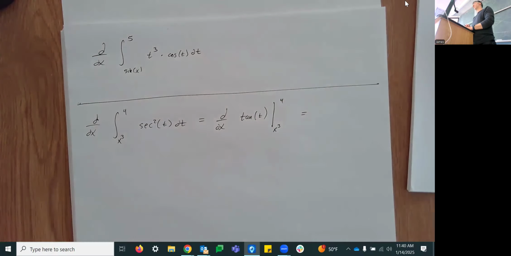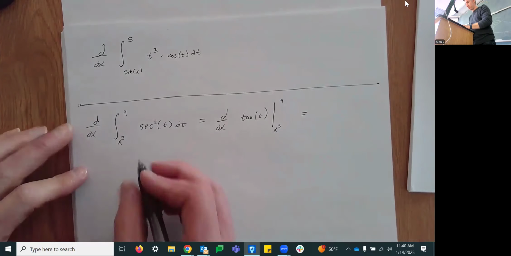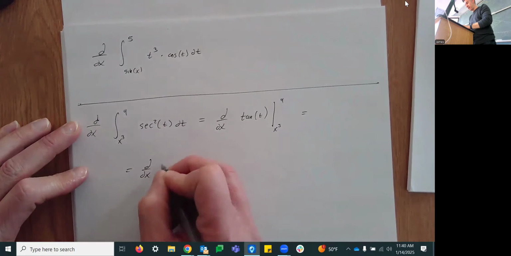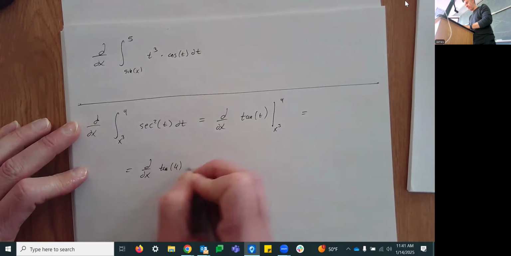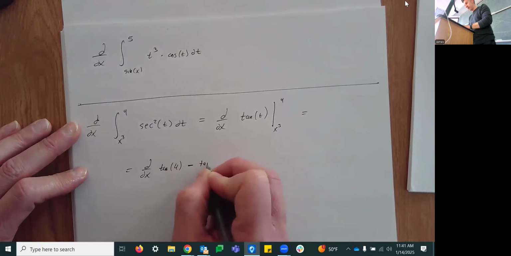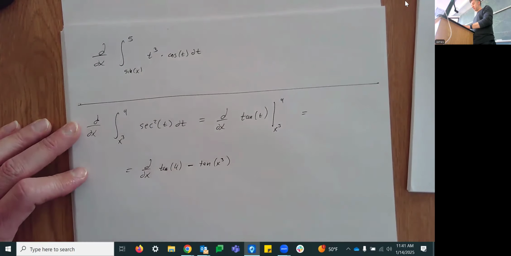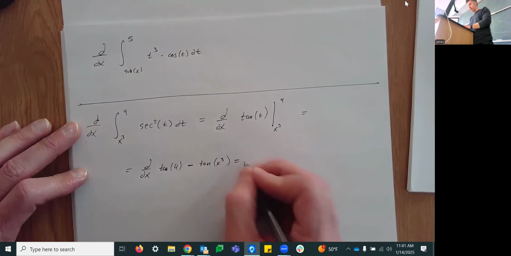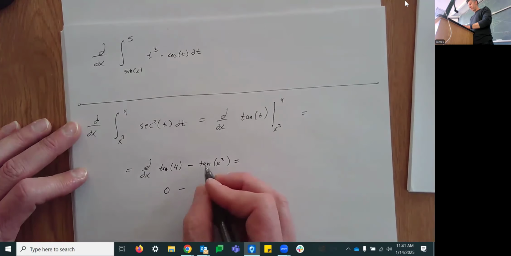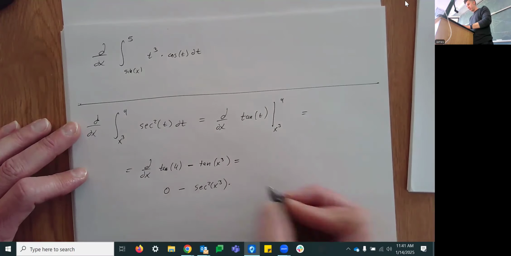Okay. What do I plug in first? 4 or the x cubed? The 4. Always the top minus always the bottom. So we get here the derivative of tangent of 4 minus tangent of x cubed. So then taking the derivative of that, the derivative of tangent of 4 is 0. The derivative of tangent of x cubed is secant squared of x cubed times the derivative of the inside.